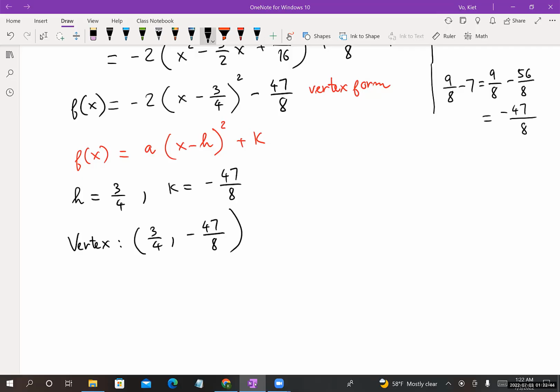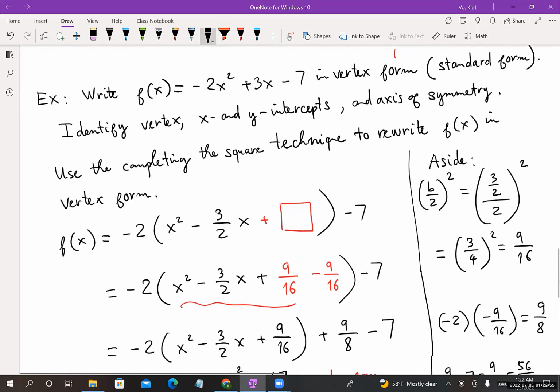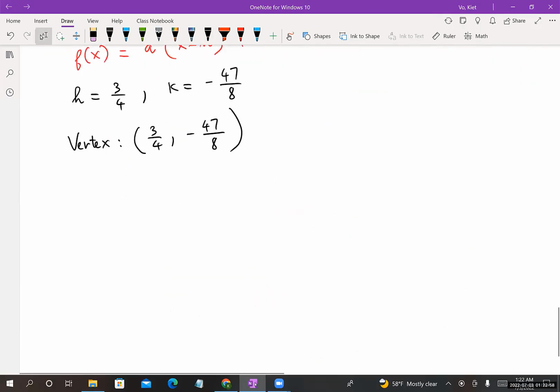Okay, and of course, when we're done with this, we're going to try to verify it by plotting this on decimal as well. So we get the vertex. What else do we have to do? We have to find the x and y intercept and the axis of symmetry. Well, once you get the vertex, you can figure out the axis of symmetry right away, because it's just going to be x equal to the x coordinate of the vertex. So the axis of symmetry is going to be x equal to 3 over 4.